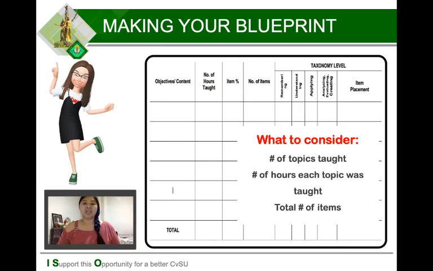There are 3 things that you need to consider first before you write your blueprint. We have the number of topics that you taught, the number of hours each topic was taught, and also the total number of items that you like, but still according to the number of topics that you have taught.